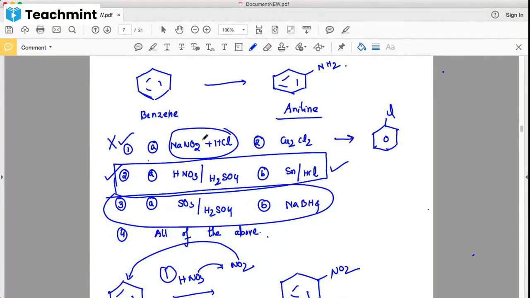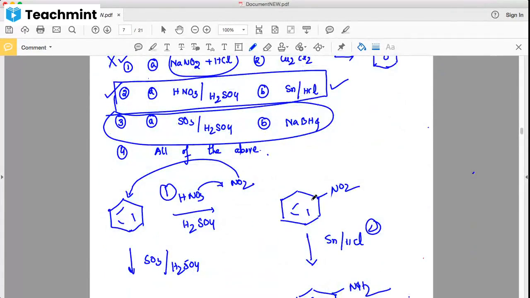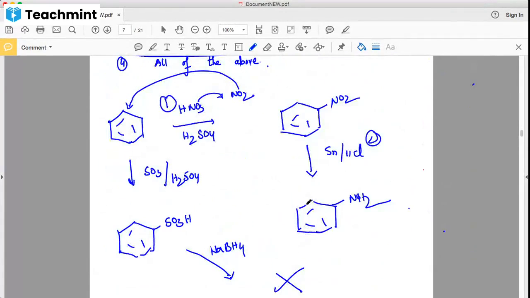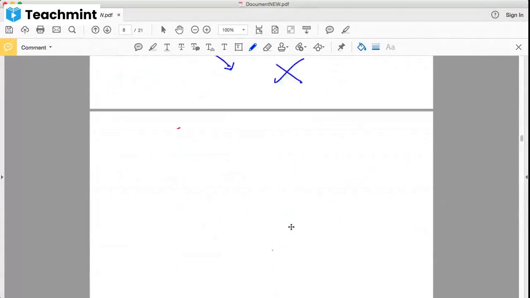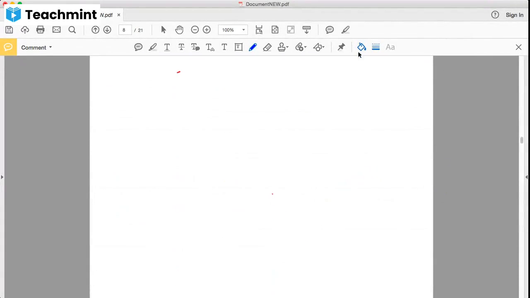Okay, so this is one type of method, one type of conversion actually. You have to understand this conversion. I think I have given very similar kind of reaction, isn't it? Okay, now I will ask you another conversion.